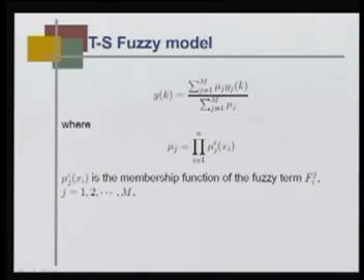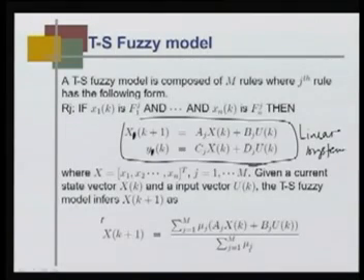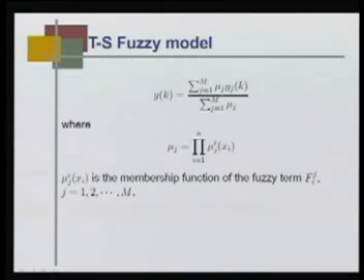And similarly, this was x(k+1) before, and y(k) is similarly the sum of mu j y j, this is not y j, it is y k, j equal to 1 to m, divided by the sum of mu j, j equal to 1 to m, where mu j, in this case, we have selected in this paper as a product, but you can also take a mean, it is all up to you, the designer. So, mu j of x i is the membership function of the fuzzy term F i j, j equal to 1 to m.